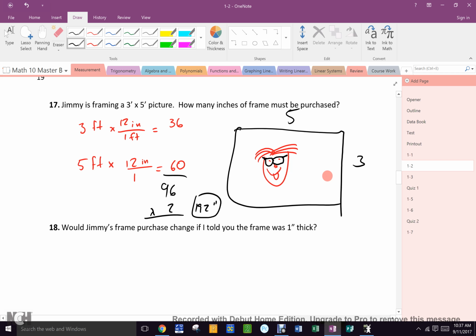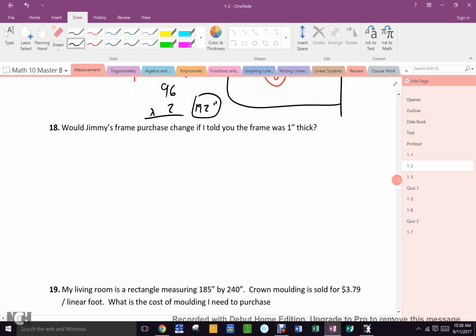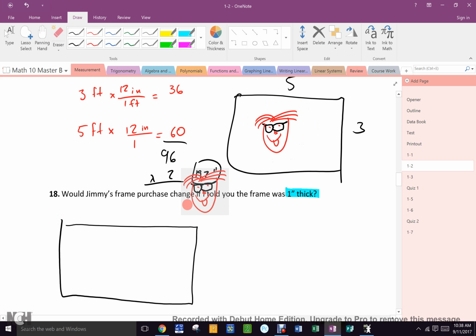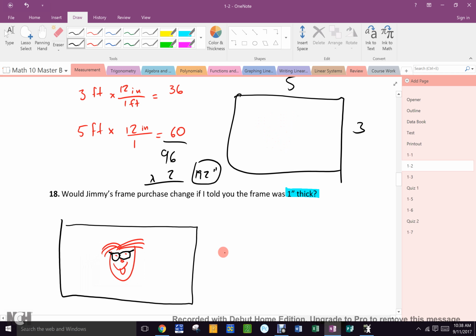Okay. What about 18? You may need to work with a partner to do that right. The frame is 1 inch thick. So 4 inch. Does your answer change? Yeah. Why? Here's my picture again. I'll draw it again. Does it change?